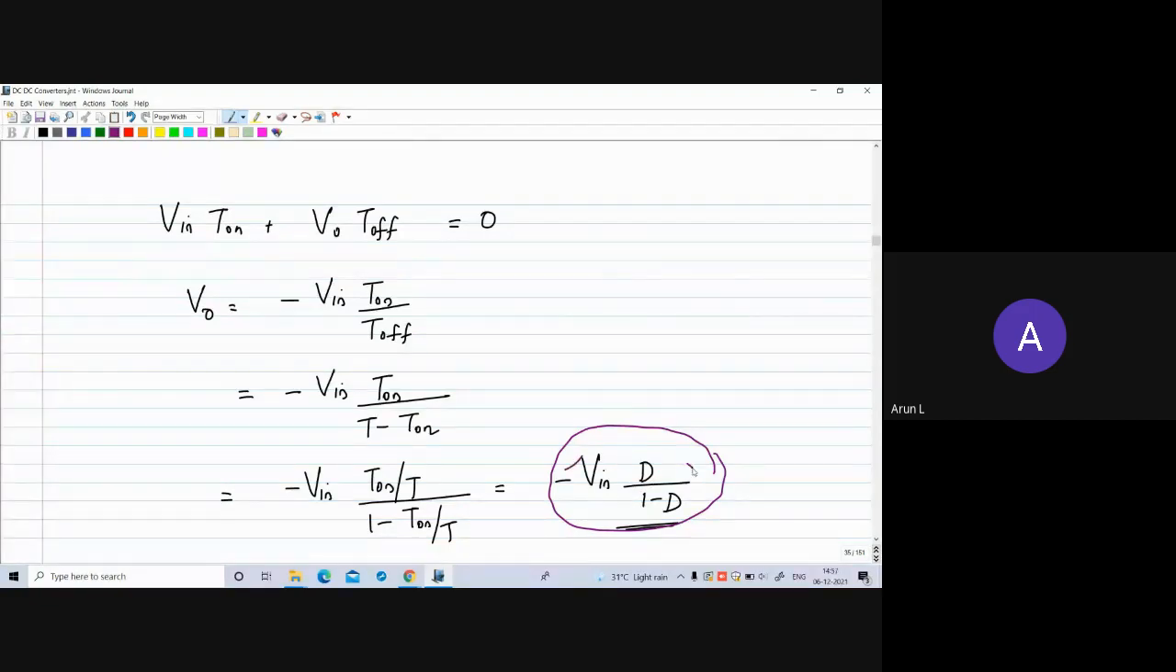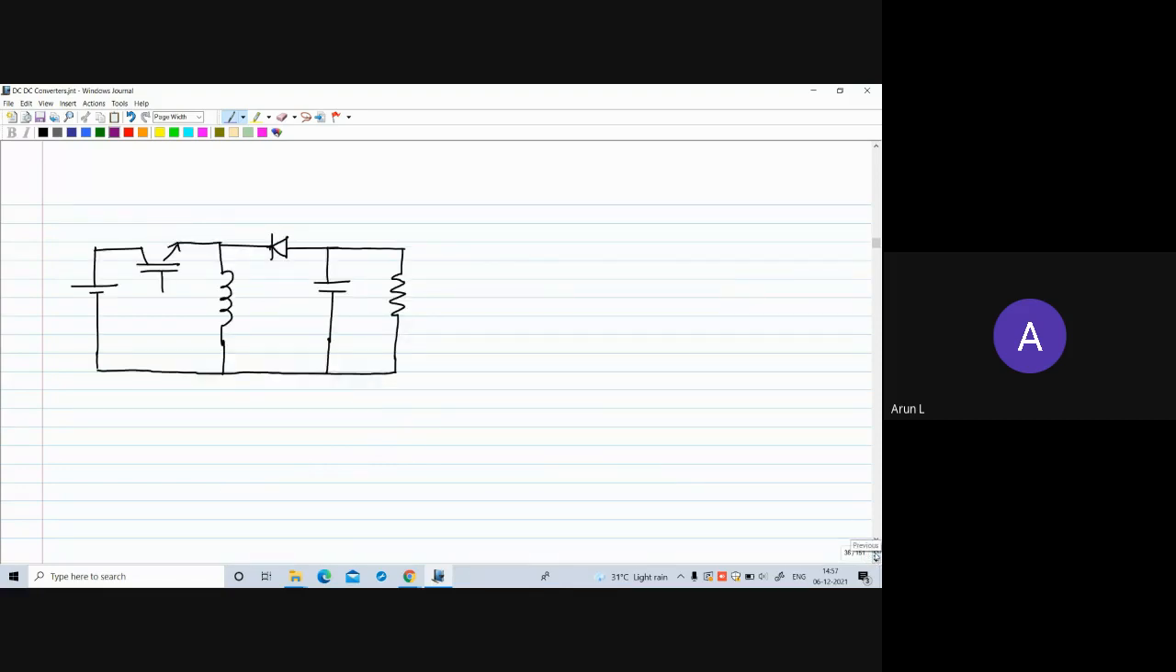So when this number appears here, D by 1 minus D, this can take values. This can either be buck or boost operation. This VO is equal to V into D by 1 minus D. This number can be greater than 1 or less than 1. So you can have both boost and buck operation in the same converter if you change the position of the pole and throws.